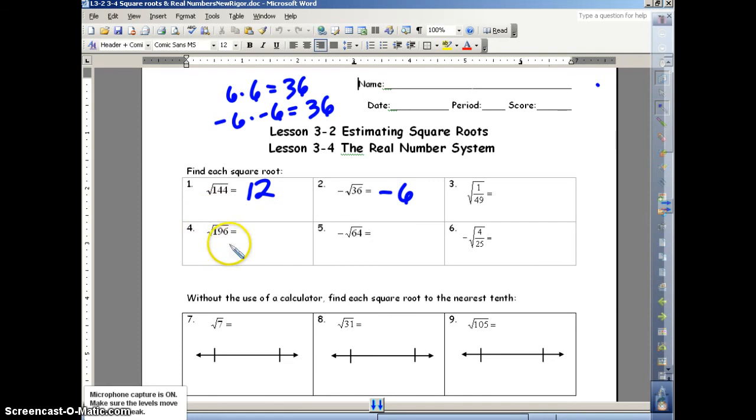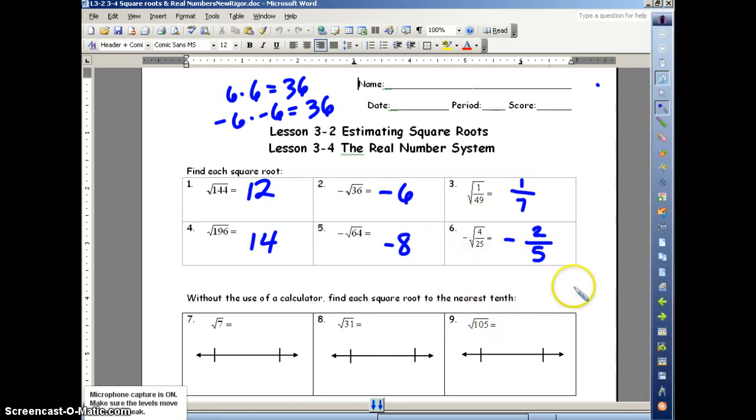Okay, they want the positive square root of 196. That's going to be positive 14. They want the negative square root of 64. What'd you get? Yep, that's negative 8. What number times itself gives you 1 over 49? Yep, that's going to be 1/7, because 1/7 times 1/7 is 1 over 49. Right here they want the negative square root. What fraction times itself gives you 4 over 25? Yeah, that's 2/5. Negative 2/5 times negative 2/5 gives you this little positive 4/25 inside the little bar here.